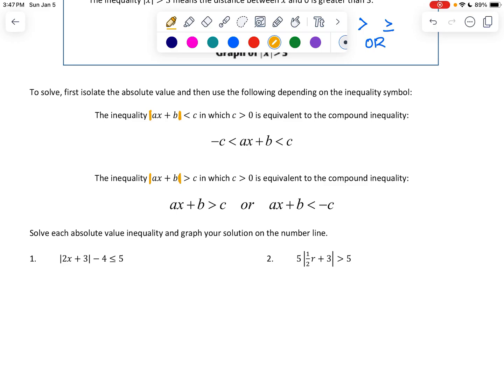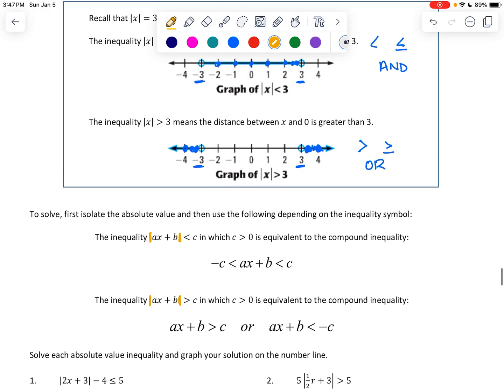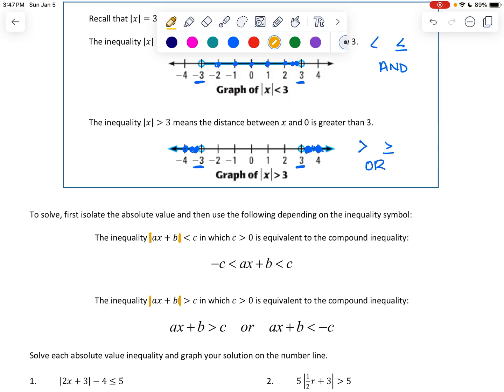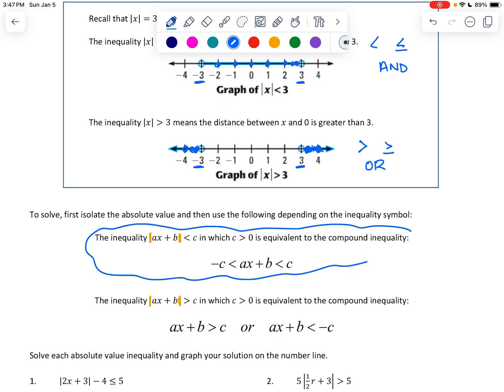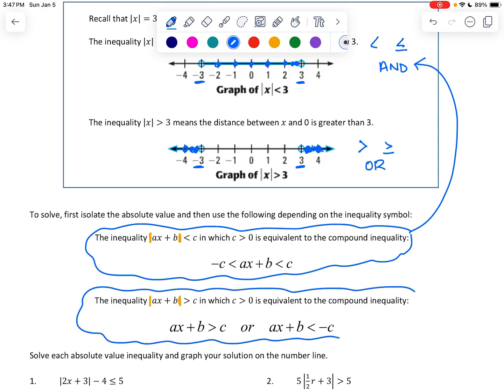So the inequality where the absolute value of ax plus b is less than c is equivalent to the compound inequality. All this is saying is the same thing that I just set up there, just in a little bit of a fancier way. And when you have a greater than, it's going to be an or inequality. So it's always going to have that or in the middle. Remember that if it's an and inequality, we are going to write it as an inequality that has two actual inequality symbols in it.